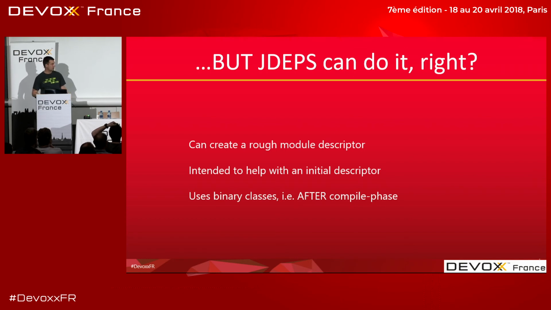And it uses the binary classes. So you want to have this module descriptor normally before the compilation. And this would be weird. So if we want to use JDEPS, we should compile first. Then we can use JDEPS to generate the descriptor, and then we can recompile again to verify if really everything is there. So JDEPS is not the right tool to solve this. This is just a tool to help you with the first module descriptor.